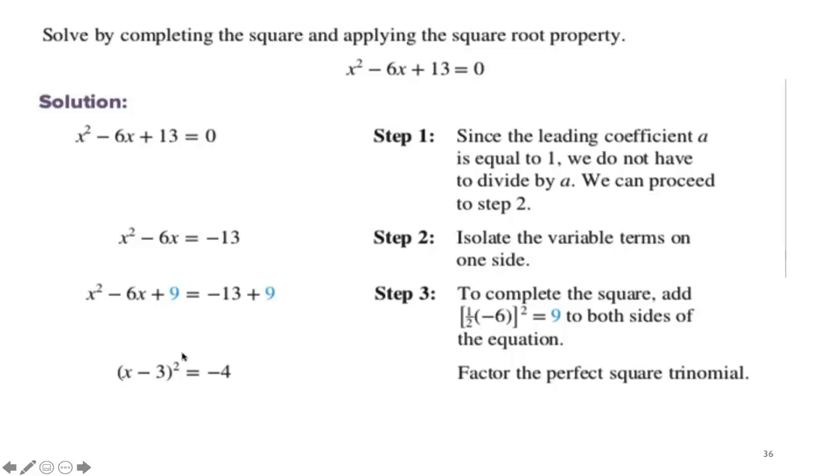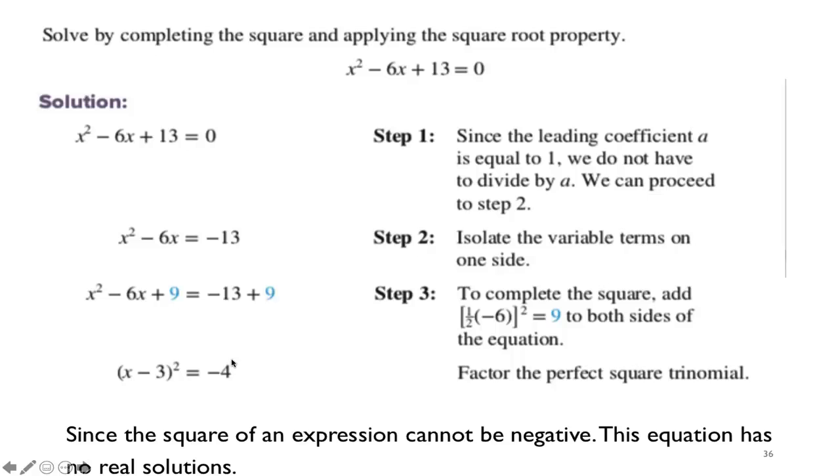Now I can square root both sides. And notice that I cannot square root negative 4 because the square root of negative 4 is undefined. So this equation does not have any real solutions. It does have imaginary solutions that involve the i, but that's not part of this course, so we won't cover that. But the point here is that we have something that is not a perfect square, but we make it into a perfect square so that we can use the square root property to solve for x.